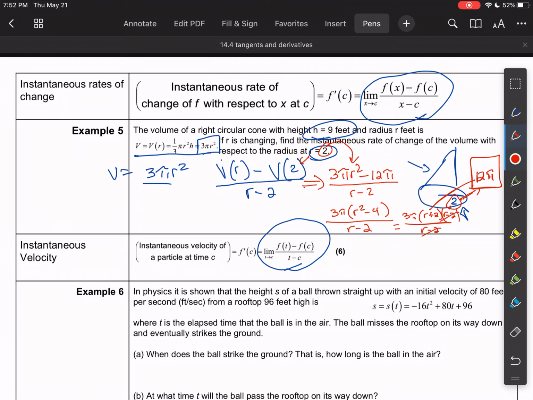Okay, so that's a geometry example. Let's cruise on to this guy. This is the beast.